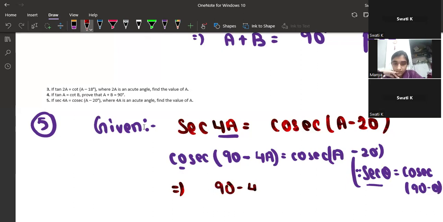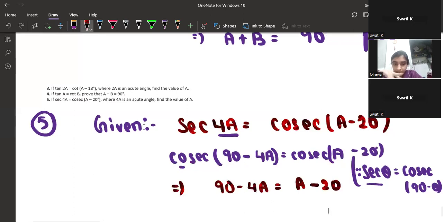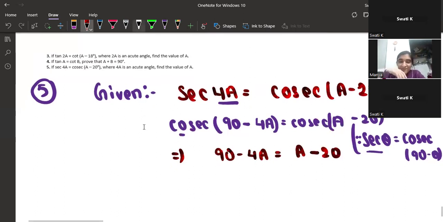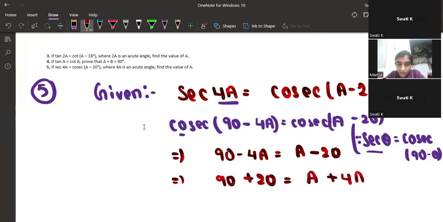Very good. So 90 minus 4A equals A minus 20, right? You have to find the value of A. Manya, this is now like a linear equation. So you can tell me the answer. 90 will remain the same, and it will be plus 20. Very good. And then? Equal to A plus 4A. A will be as it is, and minus 4A will become plus 4A. Next step.